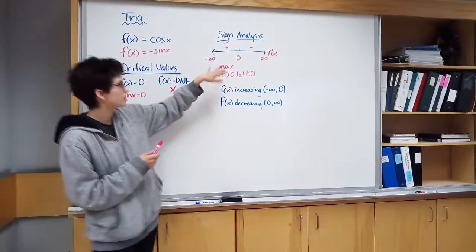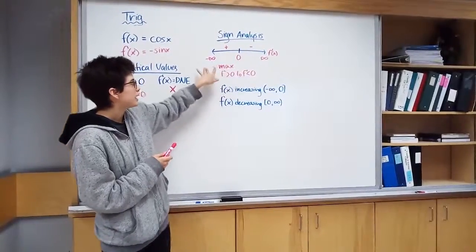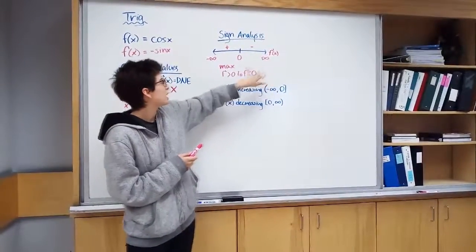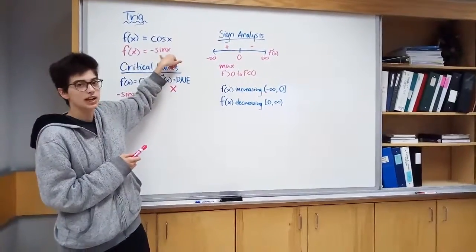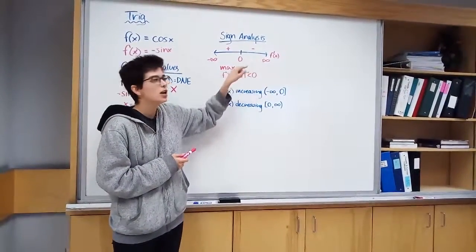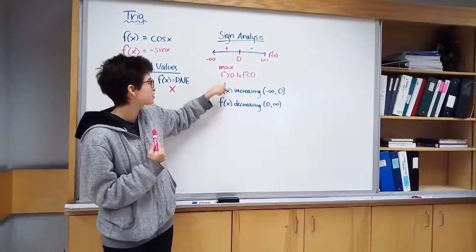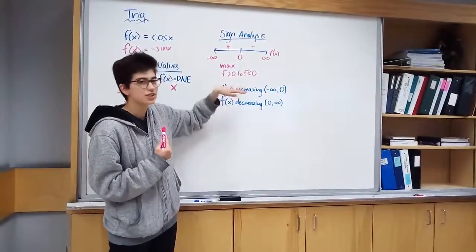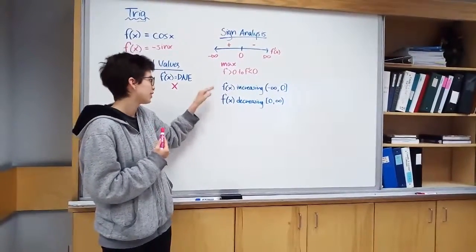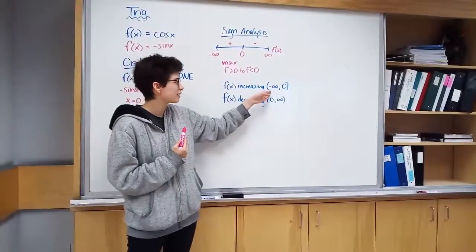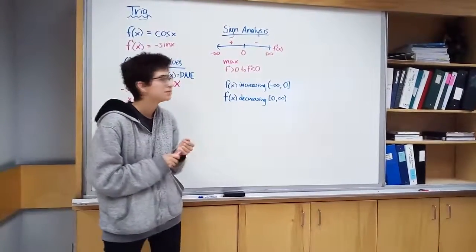Now we can push this onto our sign analysis with our critical value of 0, and our graph is between negative infinity and infinity. I plugged in negative 1 and 1 into negative sine x, and I got positive, negative, which makes this a max. And remember to put your proof that f prime is greater than 0, which changes into f prime is smaller than 0. And I also want to put this notation here where we have f of x increasing from negative infinity to 0, and it's decreasing from 0 to positive infinity.